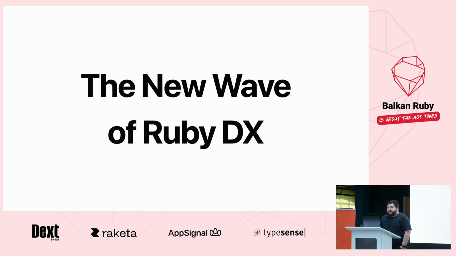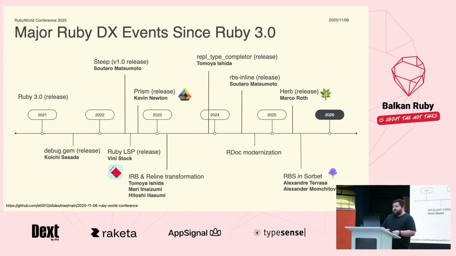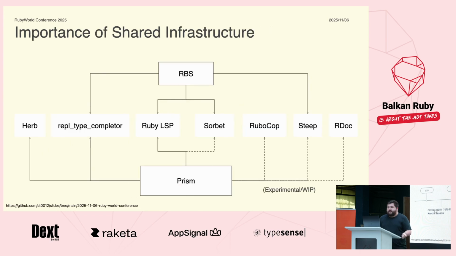And more recently, we also saw this new wave of Ruby developer experience improvements. I borrowed this slide from Stan Lo, where he was showing this timeline of all the recent advancements in the Ruby developer experience. And you can also see on this slide how Prism, the new Ruby parser, is the foundation of all of this. So Prism is powering all these new tools.